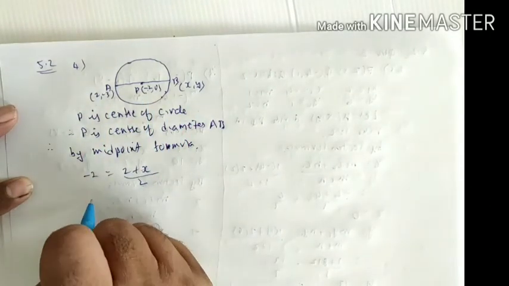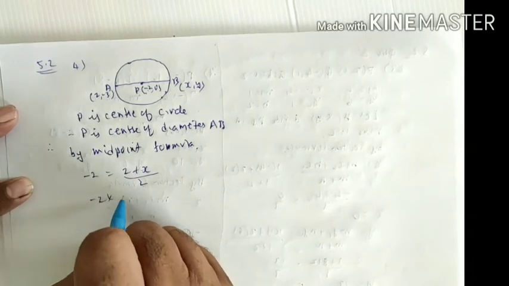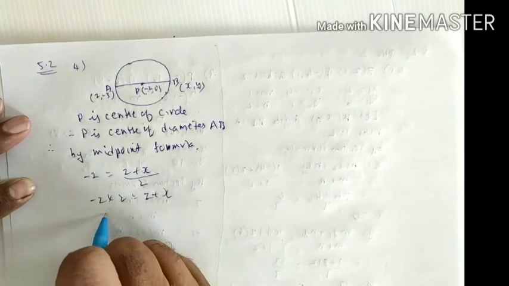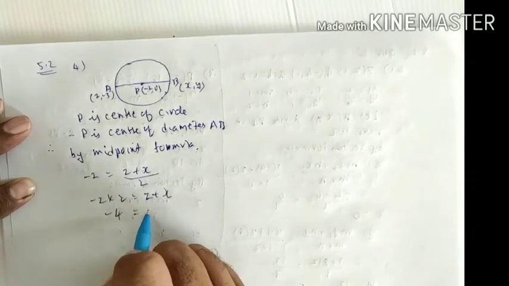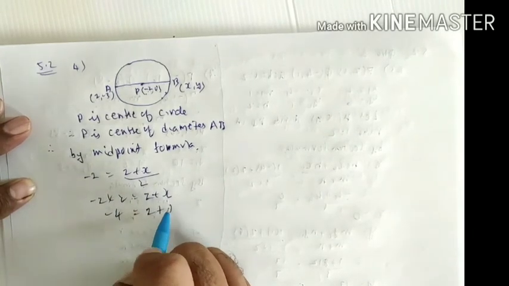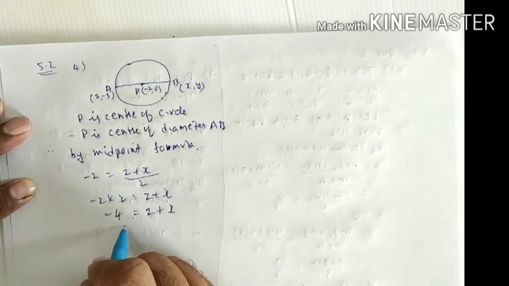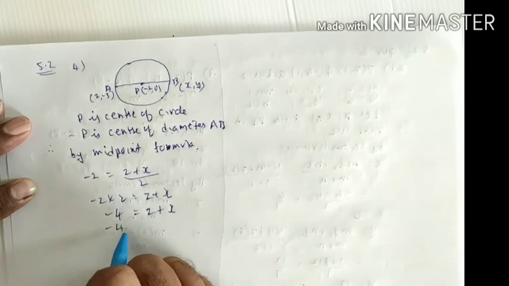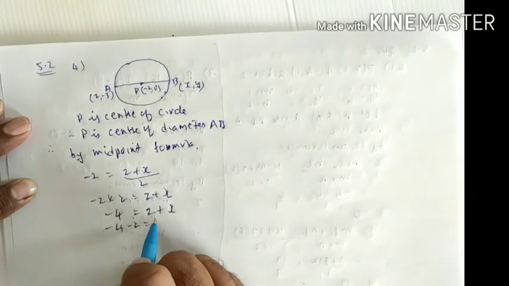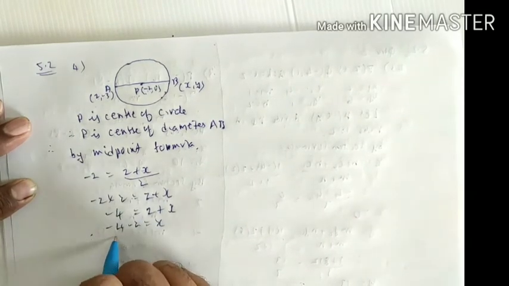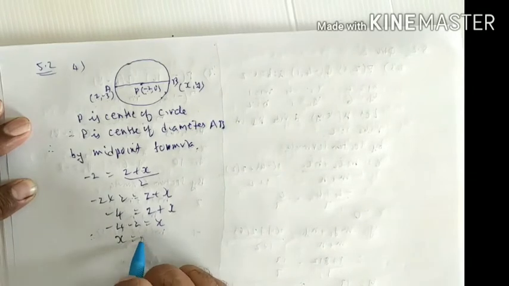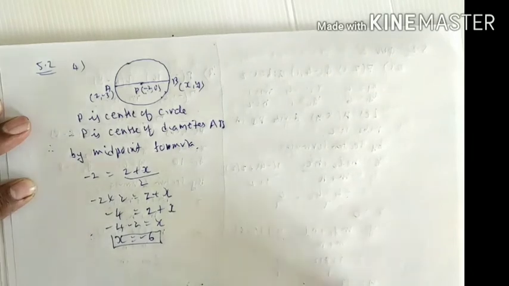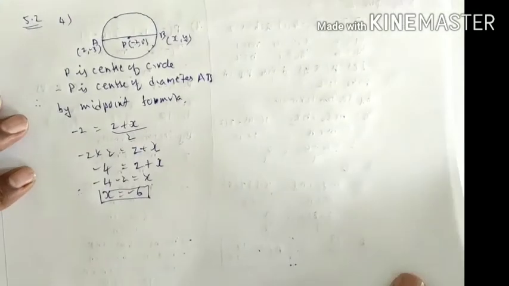Bring this 2 to the left side, what do we get? Minus 2 into 2 is equal to 2 plus x, or -4 is equal to 2 plus x, or -4 minus 2 is equal to x. Therefore we are getting x is equal to -6. Again we shall apply the midpoint formula for the y coordinate.